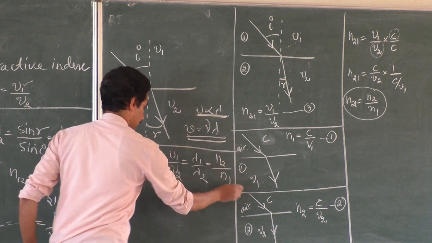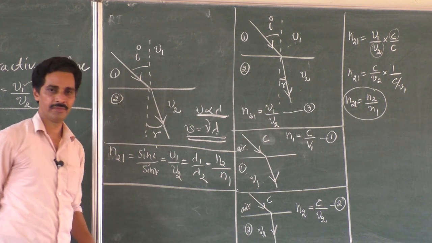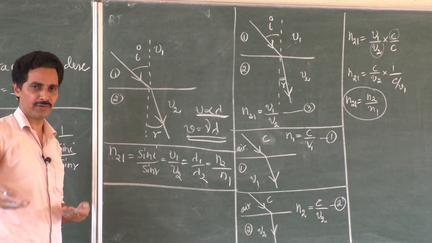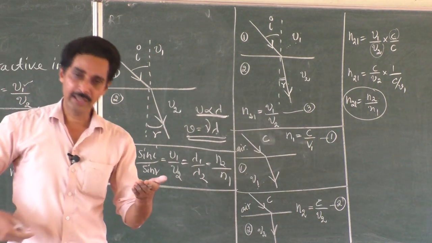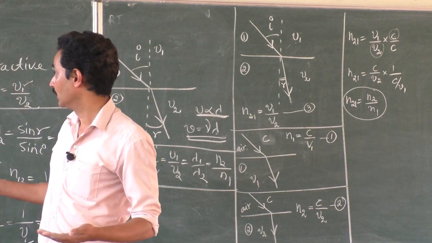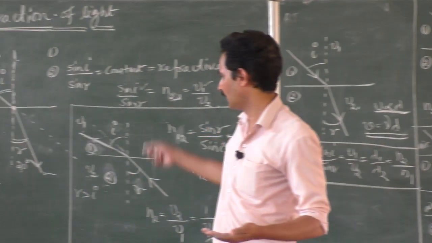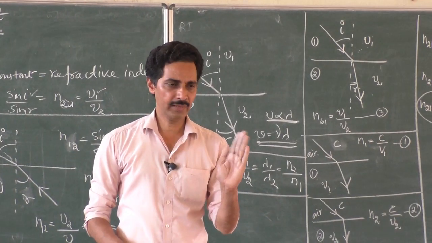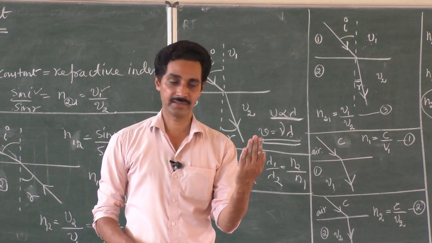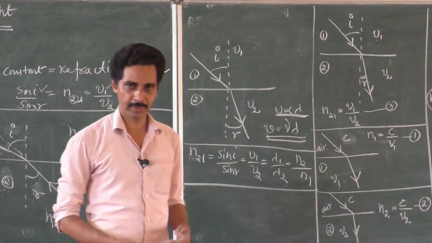So this formula should always be with you. Make a list of formulas, right? We have got many formulas. Take a small sheet of paper and write all the formulas. We have got N equal to C by V, and sin I by sin R, Snell's law, and everything. Write all those formulas and keep them on a sheet of paper. Whenever you are free, just look at those formulas, because that is the best way of remembering them.